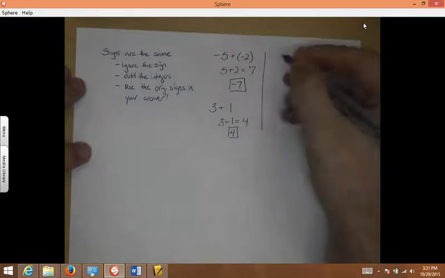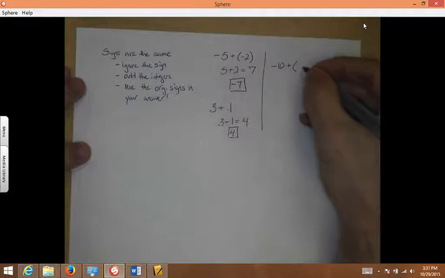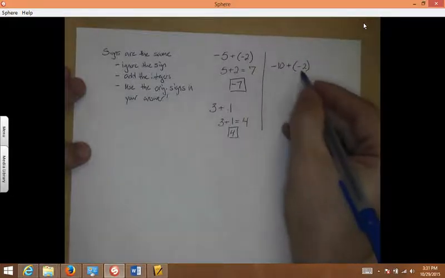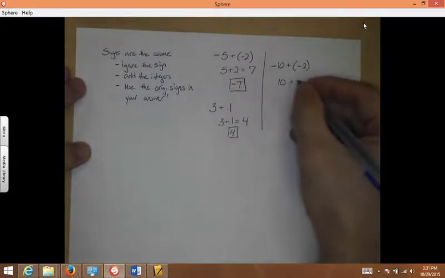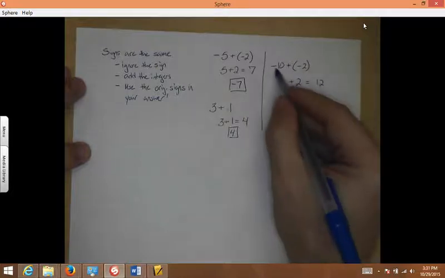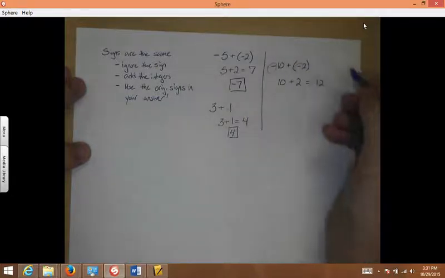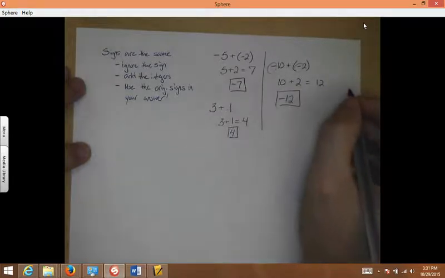So, let's do -10 plus -2. So again, the integers here, if I ignore the signs, are 10 and 2. All I'm going to do is add them, and that equals 12. And the original signs were negative, so the answer is going to be -12. And it's just that easy.